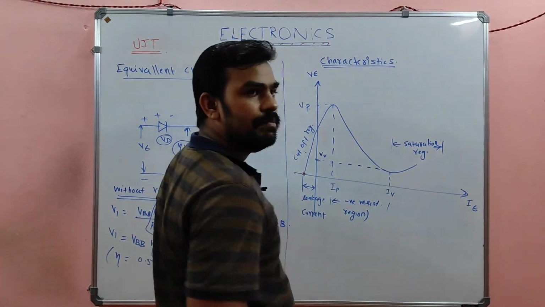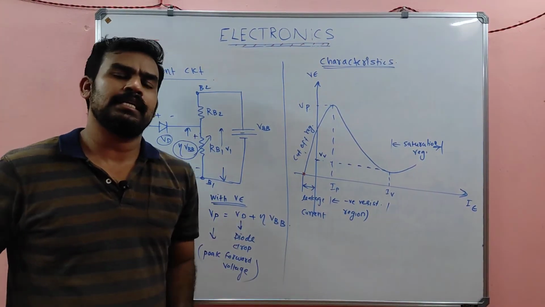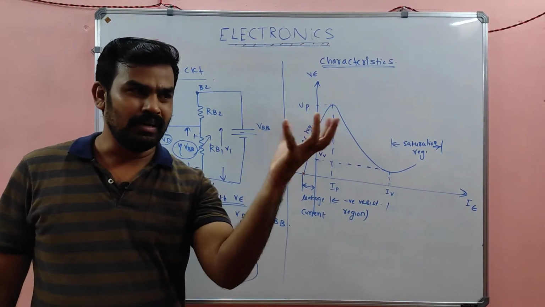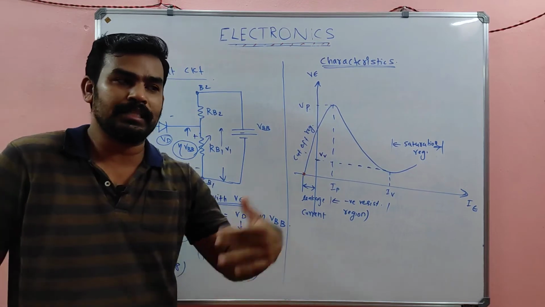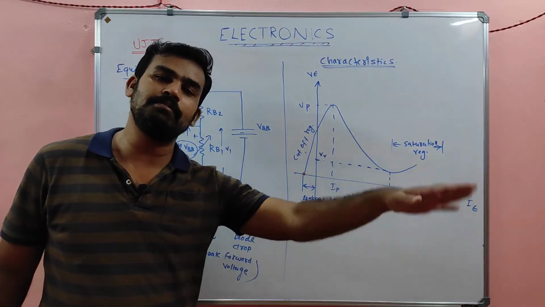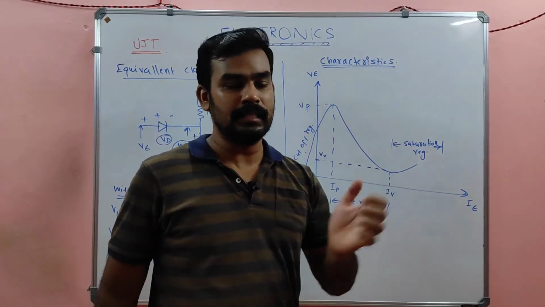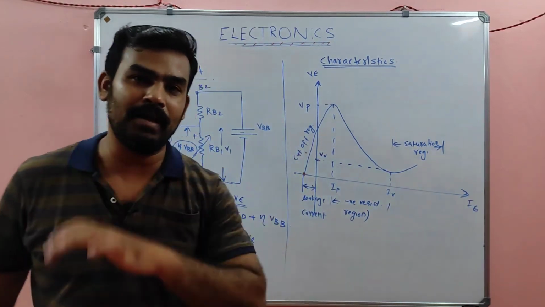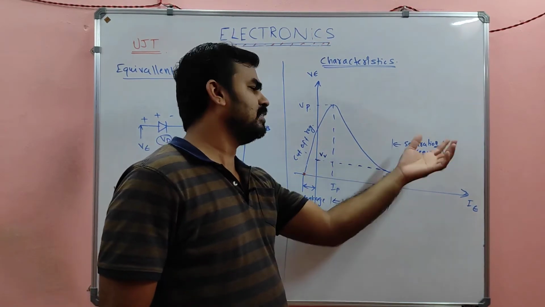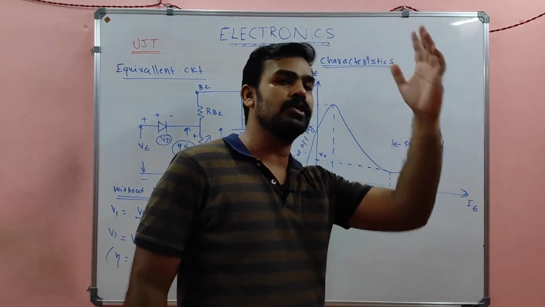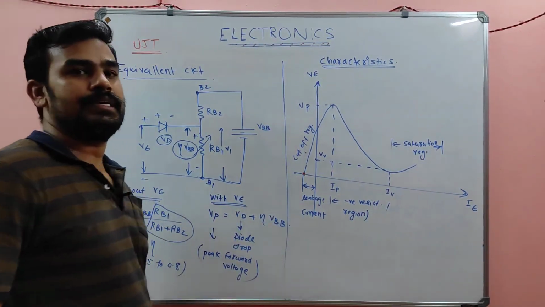And after that, there will be saturation, because a large current is still flowing in the device, and that current is actually restricted only by the power supply. Whatever the capacity of the device and the power supply, that much current will flow. So the saturation current is determined by the supply only. There will be a small increase in the voltage, never mind. The current goes on increasing, limited only by the power supply. That region is called the saturation region.